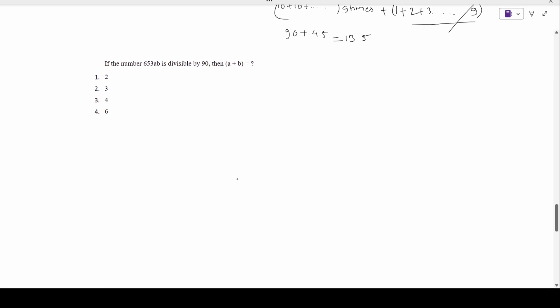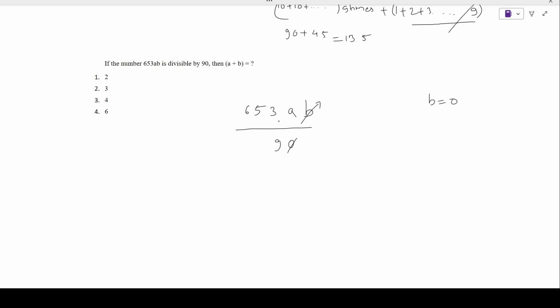If a number 653AB is divisible by 90, then find the value of a plus b. 6, 5, 3, a, b. Now we know that this number is divisible by 90. Since the last digit here is 0 and these are divisible, b must be 0. The value of b comes out to be 0. So cancelling out b and 0.